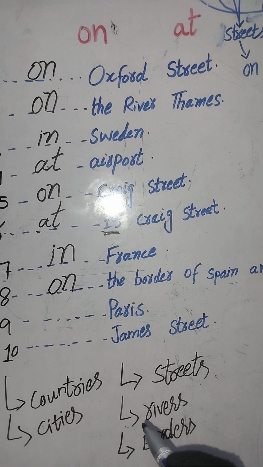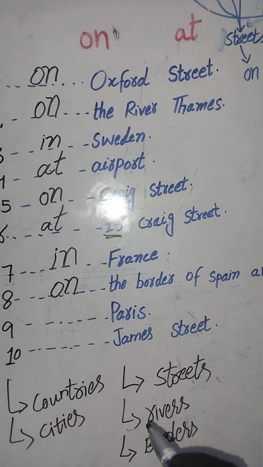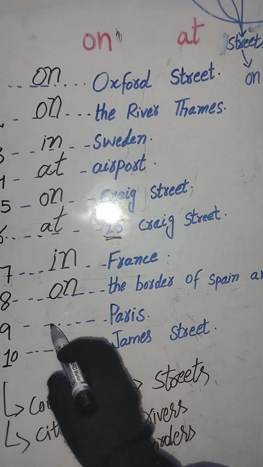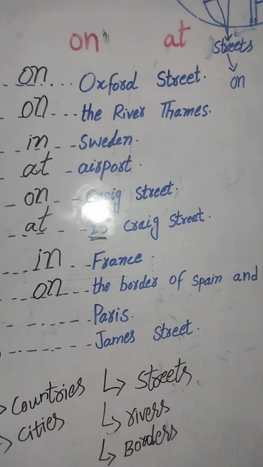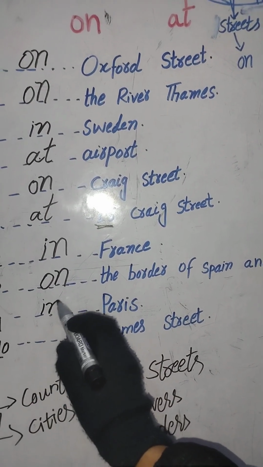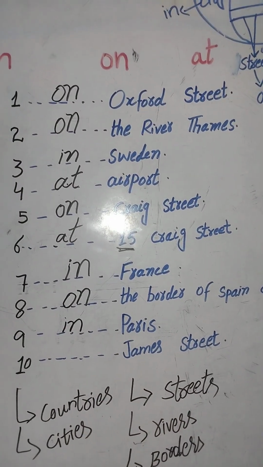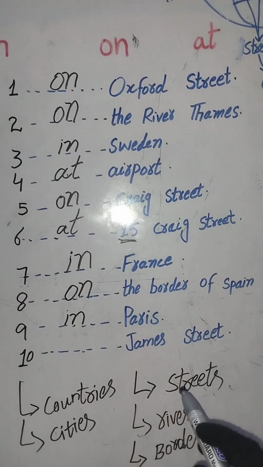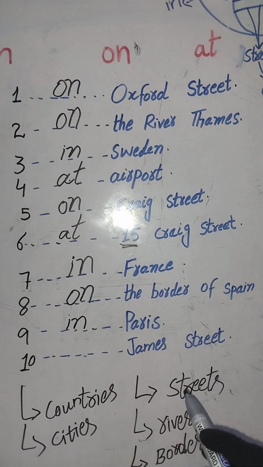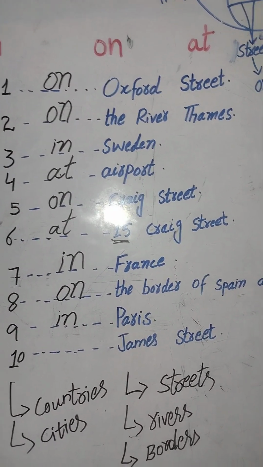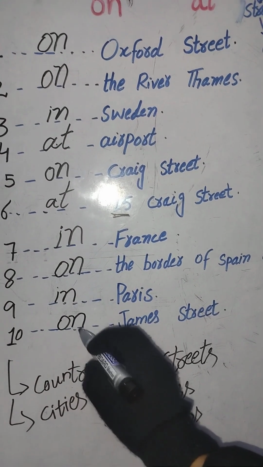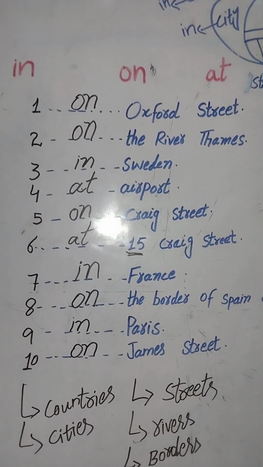Blank Paris. It's a city. So what do we use for cities and countries? In Paris. Blank James Street. James Street is the name of the street. So what do we use? On James Street.